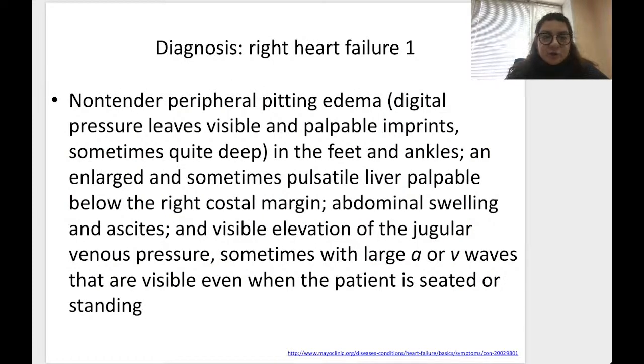Diagnostics of right heart failure. It will be non-tender peripheral pitting edema. How do we check it? With digital pressure that leaves visible and palpable imprints, sometimes quite deep, in the feet and ankles, and an enlarged and sometimes pulsatile liver palpable below the right costal margin. Abdominal swelling and ascites, and visible elevation of the jugular venous pressure, sometimes with large A and V waves that are visible even when the patient is seated or standing.